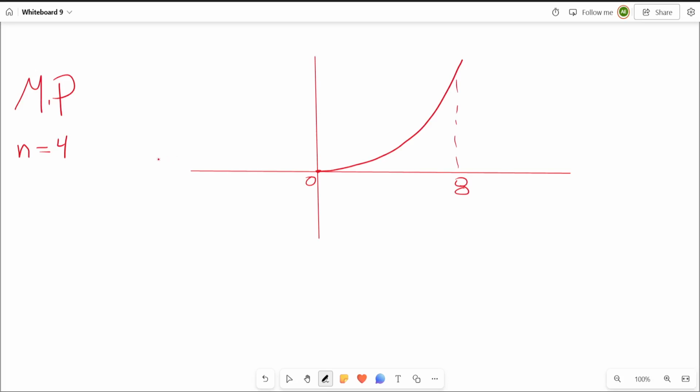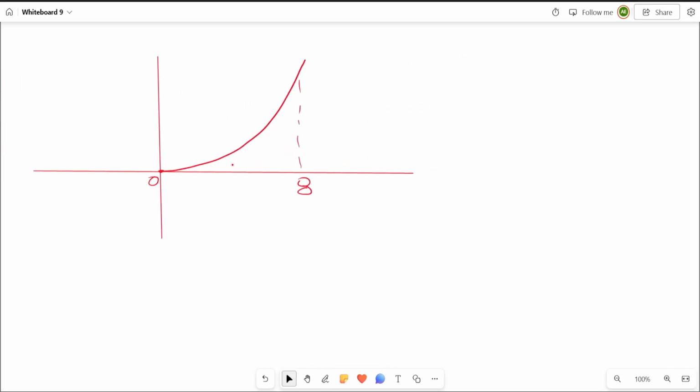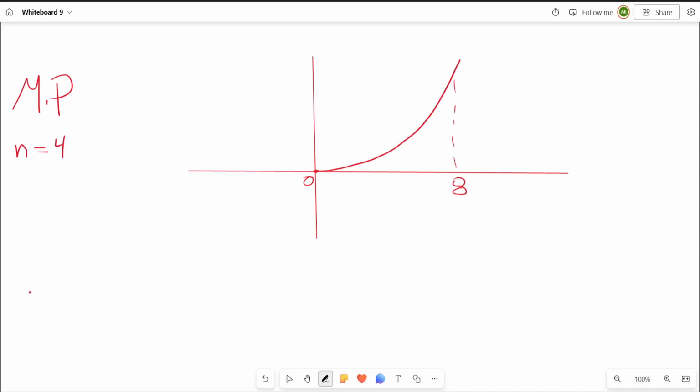Just something to note: as the number of rectangles, or basically as the value of n, increases, the approximation accuracy increases. So we get closer to our exact value as n increases. So this is for you to note. Okay, so we will divide our section into 4 subsections. So let's say we have a number line. This is 0, this is 8. I'm going to divide it into 4 subsections.